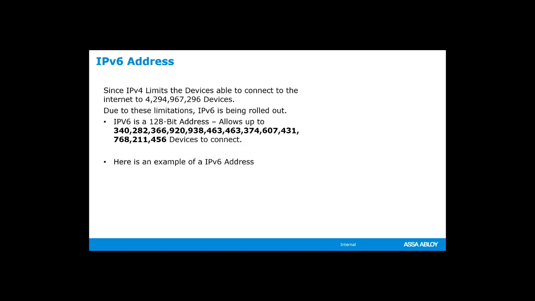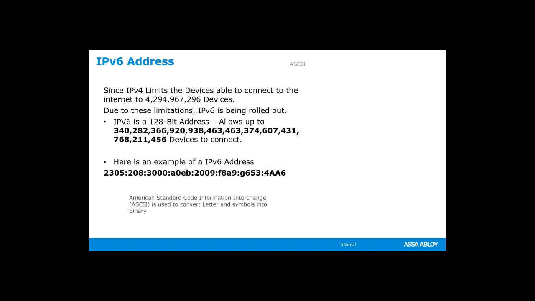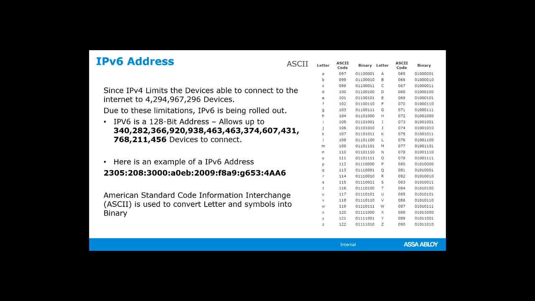An example of an IPv6 address would be something like this: 2305:2080EB:2089:F8A9:G653:4AA6. And you're probably asking yourself, we just talked about binary, how do you handle letters? Well, that has been handled by the American Standard Code for Information Interchange, and they have their own chart so you can convert letters into binary numbers.